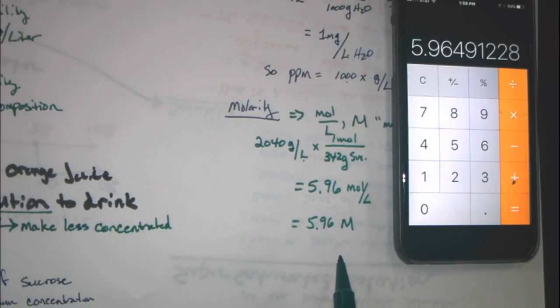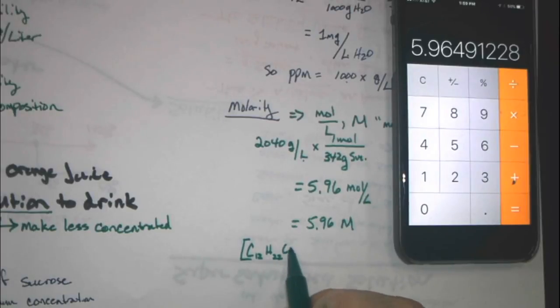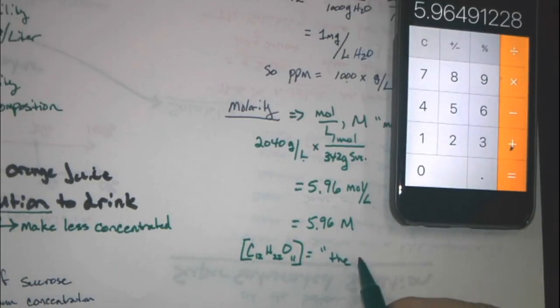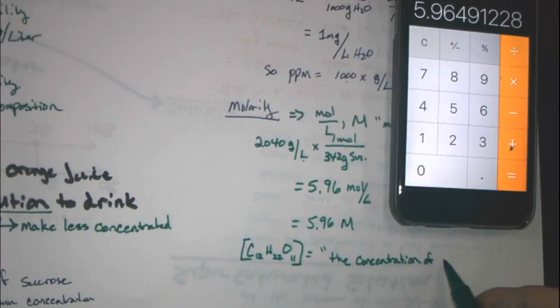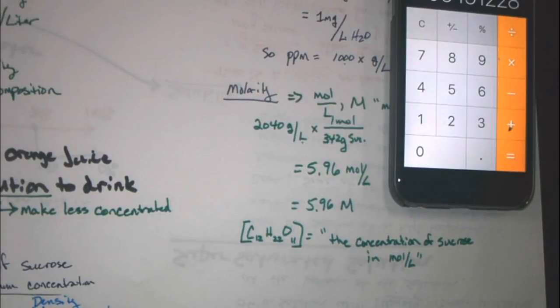The other way we talk about the concentration of a substance, we have a symbol that means the concentration. We put it in brackets, and that means the concentration of sucrose in moles per liter. Or we shorten it to the concentration of sucrose. If we write that, that means the concentration of sucrose, and we usually use molarity anyways. Okay, and that's what this whole thing is, molarity.